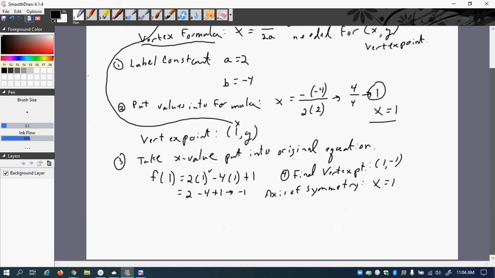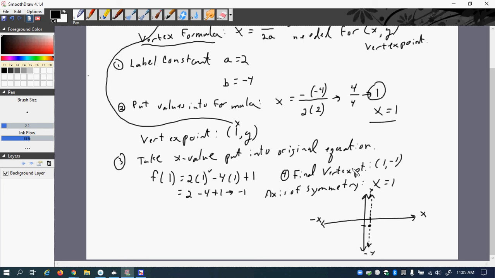They actually do. So if I was to graph this, a nice sketch. So I'll go right here. So here is my sketch. I know my vertex point is 1, -1. So I go 1 to the right and down 1. I know my axis of symmetry is 1, so it's right here. So here's my axis of symmetry.